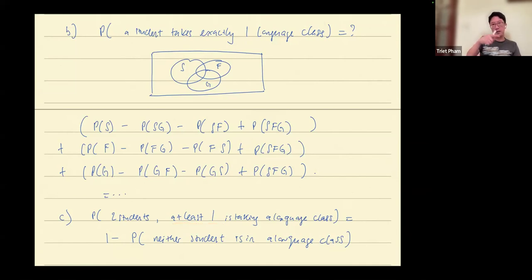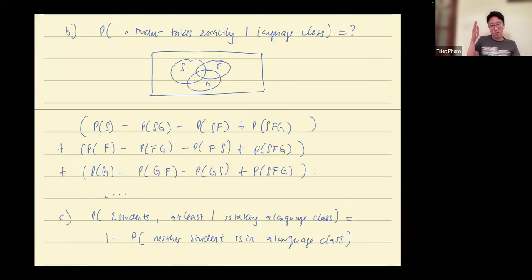First student doesn't take anything, second student takes something. First student takes something, second student doesn't take anything. Both students take something. Does it make sense? That's what at least one means. So whenever you hear the words at least one, that means you list the cases from 1 to whatever.